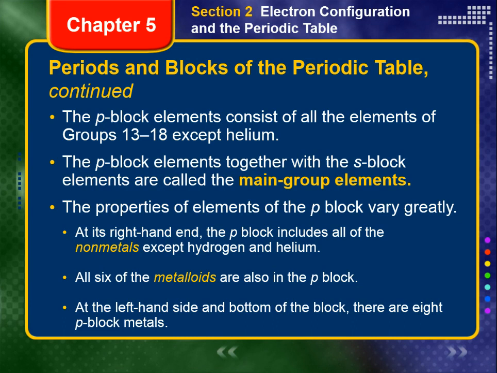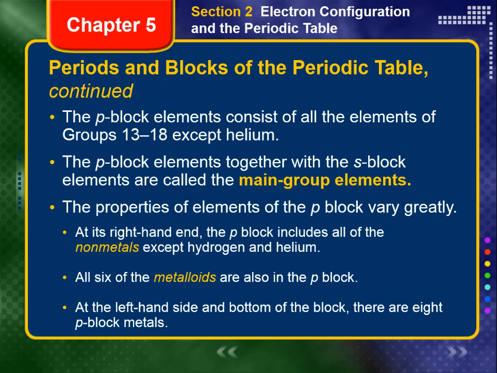The P-block elements, groups 13 through 18. The P-block elements consist of all elements in groups 13 through 18 except helium. Electrons add to a P sublevel only after the S sublevel in the same energy level is filled. Therefore, atoms of all P-block elements contain 2 electrons in the ns sublevel. The P-block elements together with the S-block elements are called the main group elements.